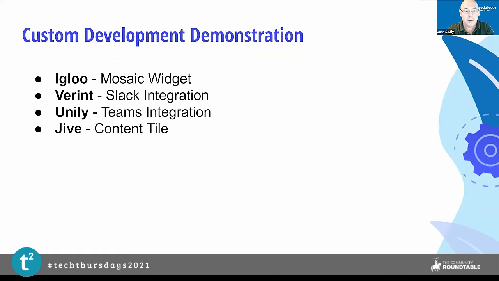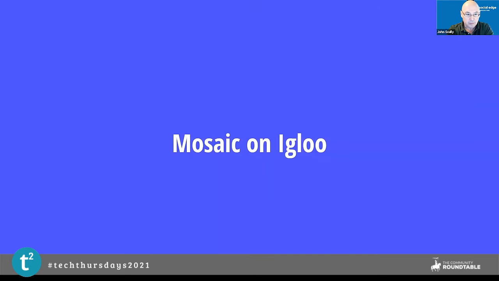Okay, so as far as the demo goes, I'm going to show you our work on Igloo, Mosaic widget, our Slack integration, Verint. For Unily, we have a Teams integration. And for Jive, we have a large number of tiles in place. But today I'm going to show the content tile, which gives a flavor of the capabilities across all our tiles in Jive.